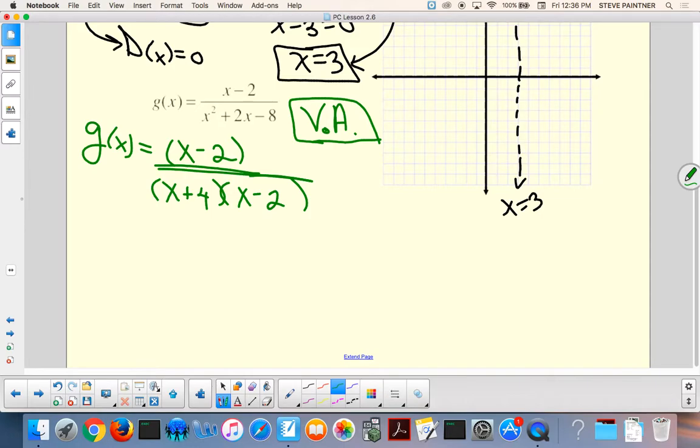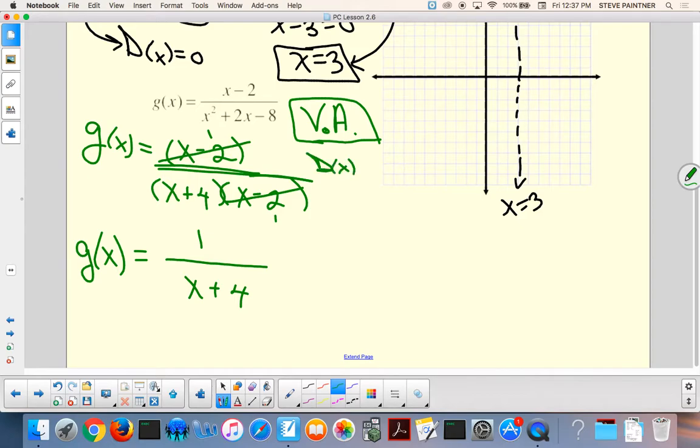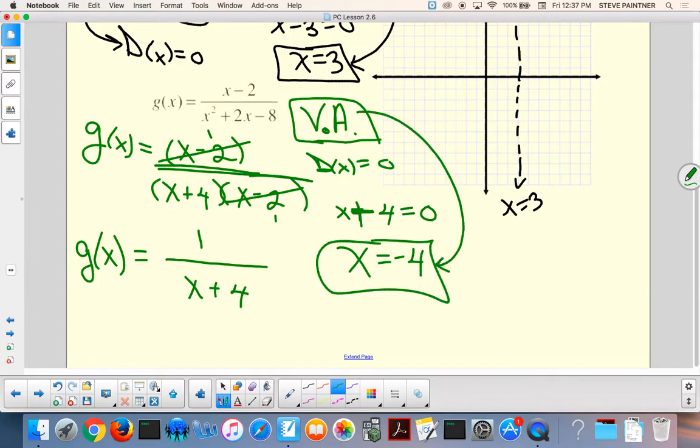What happens with the factors? Cancel. This number is the same as this number. It's like reducing. It's the same number, so it's 1 over 1. But what's left is 1 over x plus 4. Well, what's the vertical asymptote? The vertical asymptote is when you set the denominator equal to 0. The denominator is x plus 4. So x plus 4 equals 0. So the answer is negative 4. There you go. This becomes the vertical asymptote.